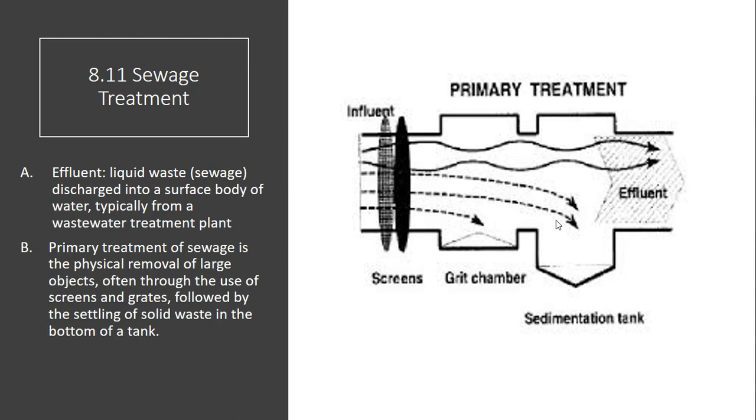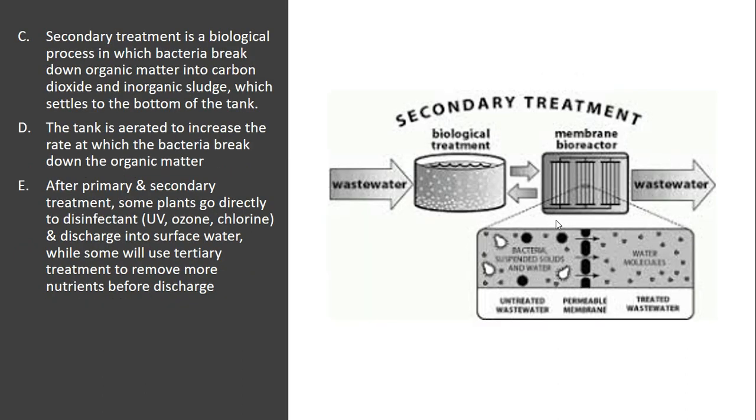So, besides large pieces of materials, we can also see soils or any grit, sediment wind up settling in this area as well. Now, after primary treatment is taken care of, it moves to what's called the secondary treatment. This is a biological process, meaning that bacteria are the main source that are going to be helping to filter this water. What is that bacteria going to do? It's going to help to break down any of the organic matter found in the wastewater and turn it into carbon dioxide and inorganic sludge. And that sludge winds up settling at the bottom of the tank.